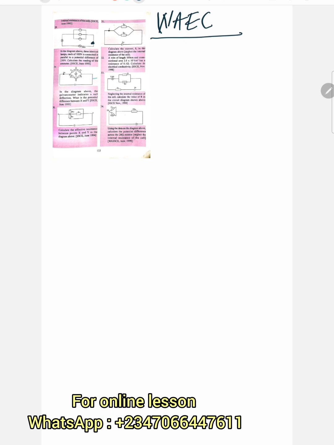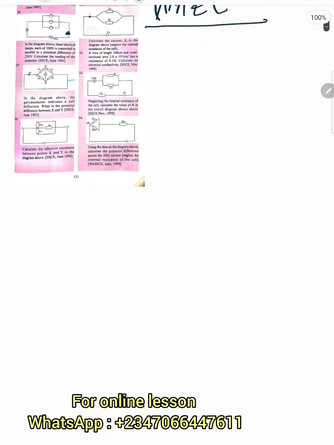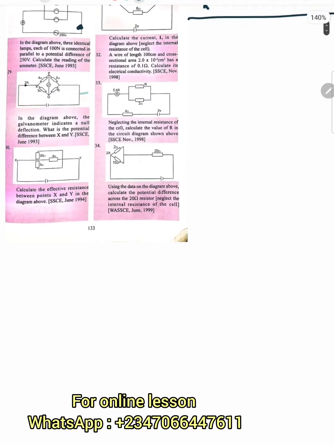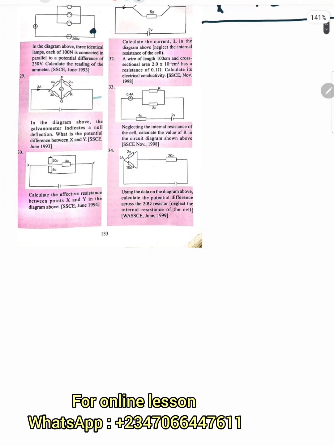So here we are going to solve question number 29 from the past questions extracted from Essential Physics. So now look at the question. As you can see, this one here is a Wheatstone bridge. Look at what it's saying here. It says in the diagram above, the galvanometer indicates a null deflection. What is the potential difference between X and Y?